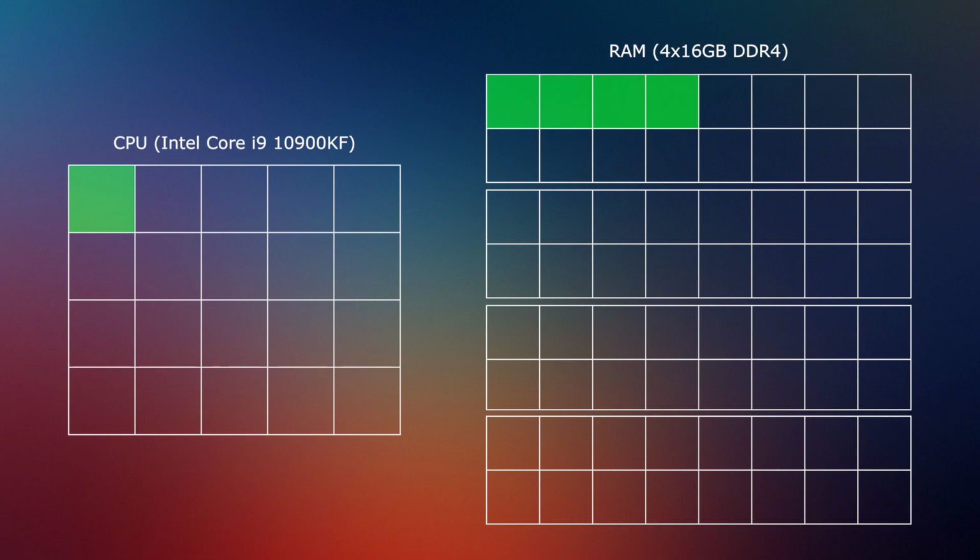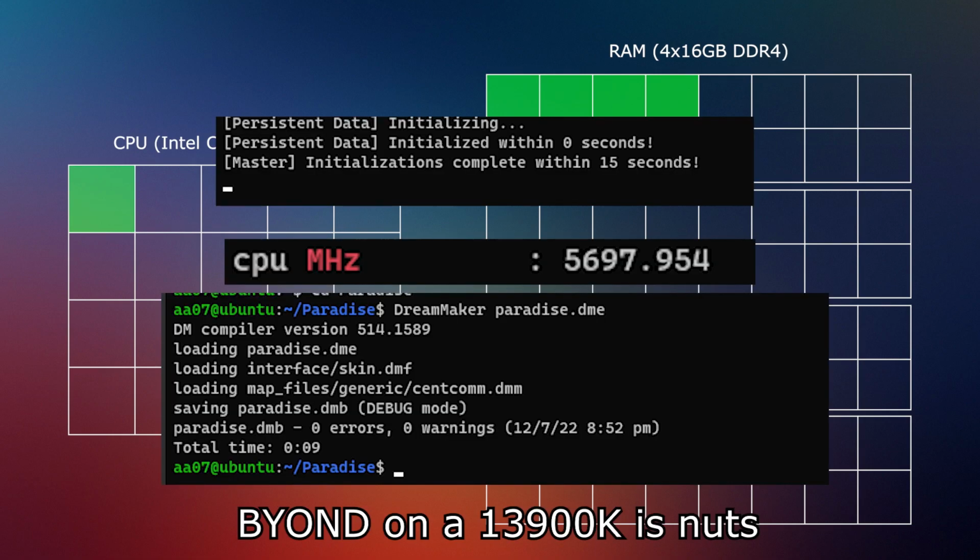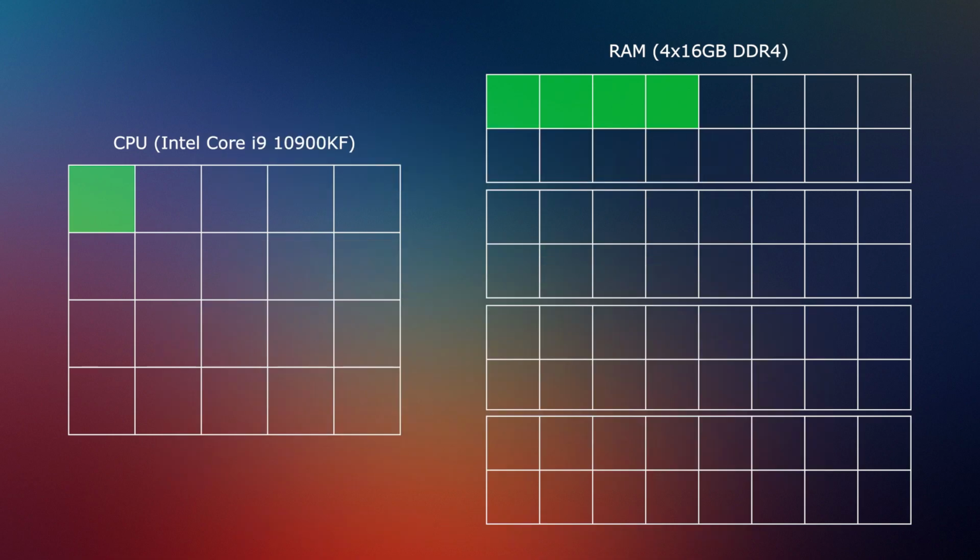Side note, this is why most competent hosts will run BYOND on a high-end desktop CPU as opposed to your standard server CPU like a Xeon or an Epyc. Single-core speed is everything to BYOND. One core running at 5.3GHz, or 5.6 if you're a lunatic like me, is what matters to BYOND, not 64 of them running at 2.3GHz.